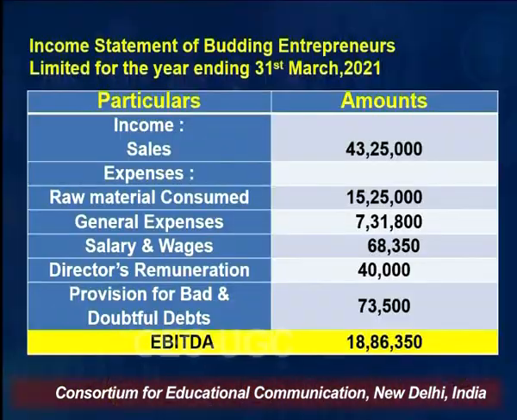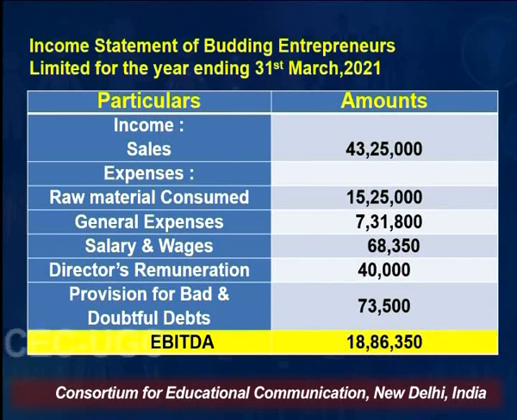So there is a company called Budding Entrepreneurs Limited, and it has provided you the income statement for this company on 31st March 2021. In the very first lecture, I just showed you this case study. We didn't attempt it or solve it, because at that time we were not aware of the nitty-gritty of the procedure of preparing a statement of cash flow. So this is the right time to discuss this caselet.